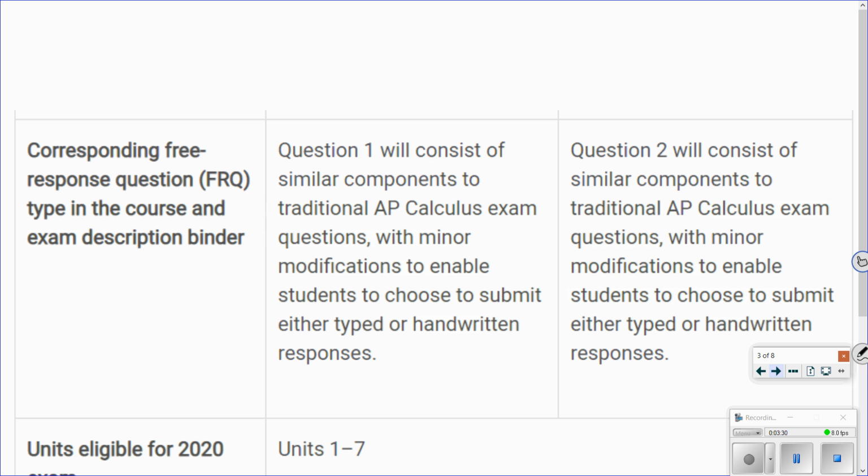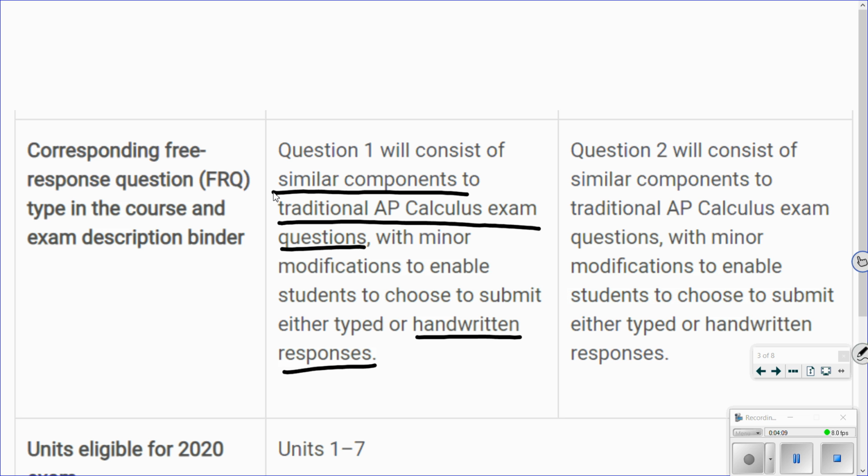It says question 1 will consist of similar components to traditional AP Calculus exam questions with minor modifications to enable students to choose to submit either typed or handwritten responses. I think it's the same with question 2. The important thing is similar components to traditional AP Calculus exam questions. It's still going to be really important for us to go through the reviews because they're all old AP questions, and the questions you have are going to be similar. They may just modify them a little bit to make them easier if you want to type it. But notice how you can still do a handwritten response, which is what I would recommend. If it were me, I'd always want to do a handwritten response.